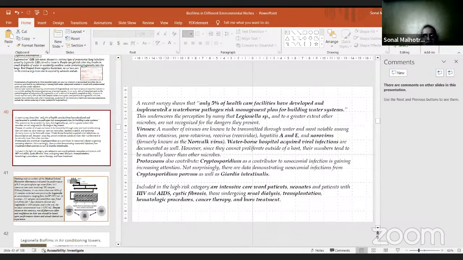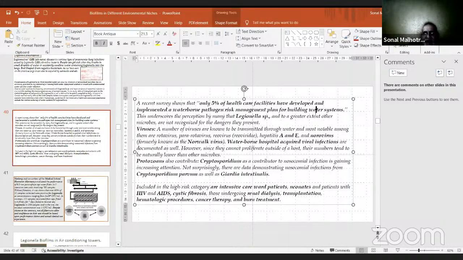So here there is a survey that shows that only 5% of the healthcare facilities have developed and implemented a waterborne pathogen risk management plan for building water systems. So the water systems are still not that well developed, even in the USA. And many viruses can be transmitted also through water, and so can protozoans and things like that.